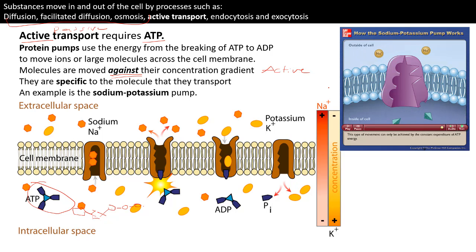So the sodium-potassium pump is a really good example of a protein carrier. It's a really good example of active transport.